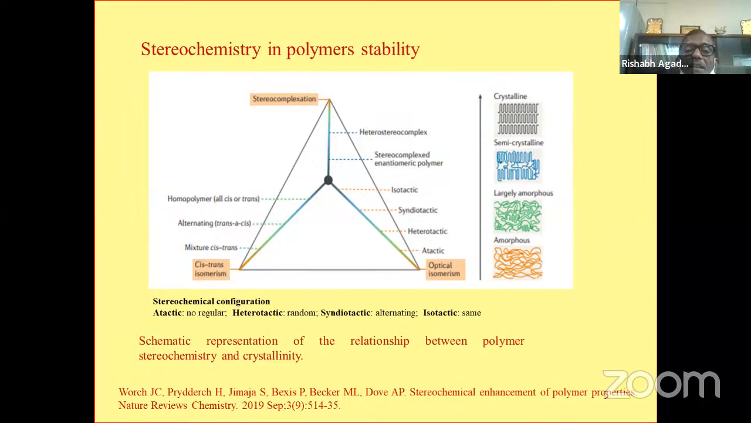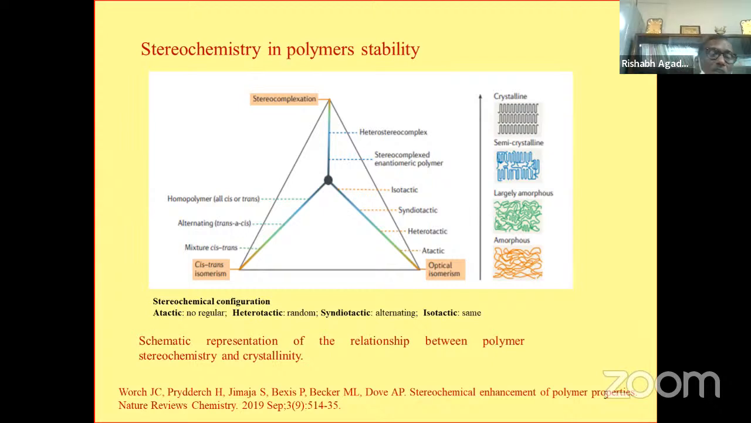And in between that, your heterostereo complex, stereo complex enantiomer polymer, isotactic polymers, syndiotactic polymers, heterotactic polymers, atactics, then homopolymers, cis and trans might be regulated, then alternating cis and trans mixtures. So all these they are regulating. So in that case, they might regulate the crystalline form, semi-crystalline form, largely amorphous form or the amorphous form.